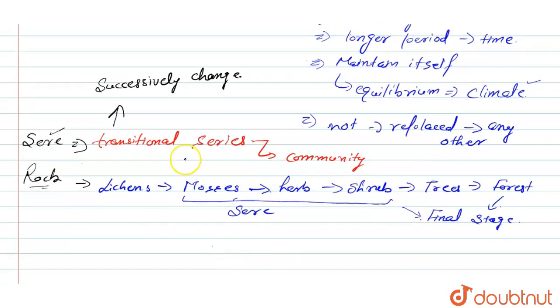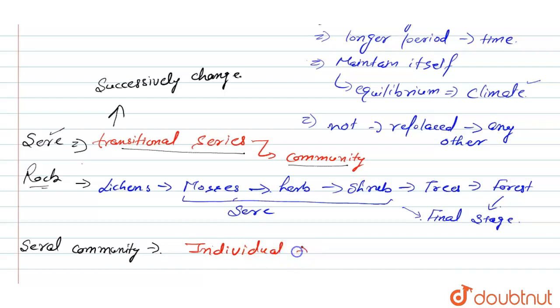The next term here is the seral community. We have to find the difference between both of them. So what is the seral community? Here we have studied that the sere is the transitional series of the community, but in the seral community, it is the individual transition present in the community.